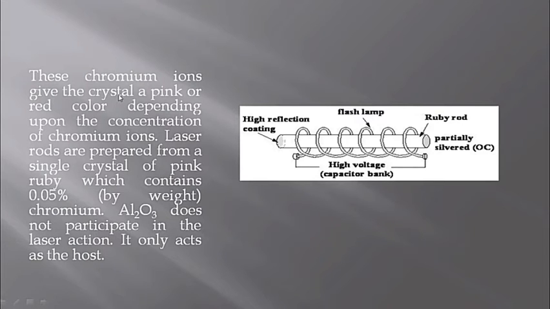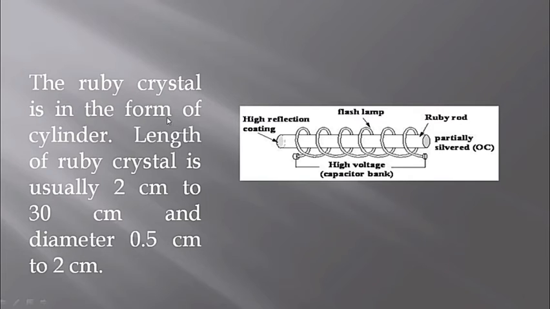These chromium ions give the crystal a pink or red color depending upon the concentration of chromium. Laser rods are prepared from a single crystal of pink ruby. It contains 0.05% chromium. Al2O3 does not participate in the laser action. It only acts as a host. The ruby crystal is in the form of a cylinder.